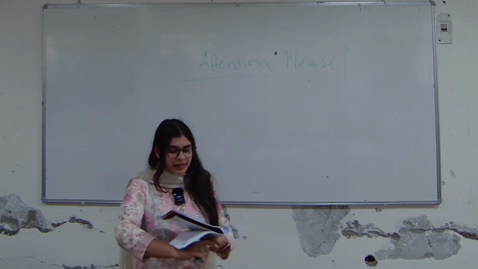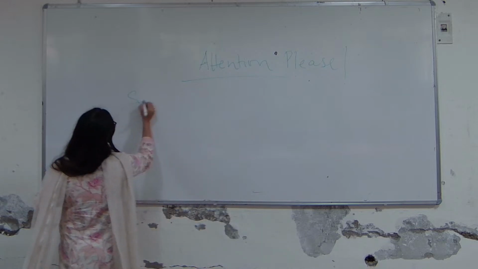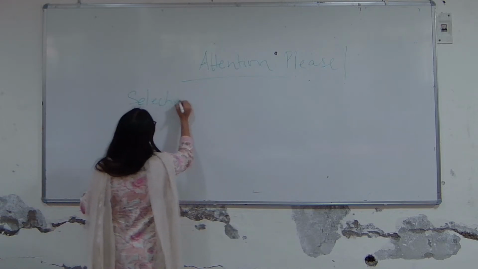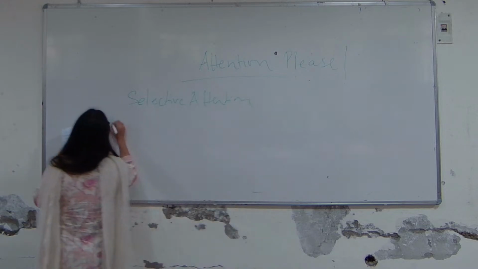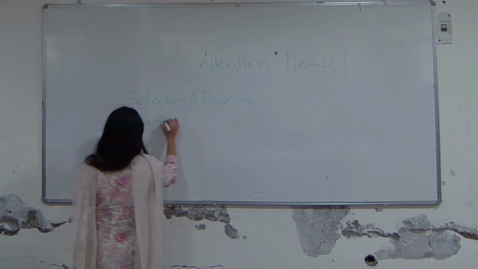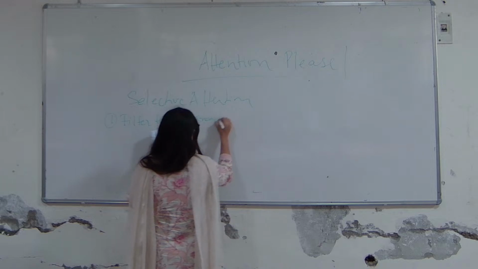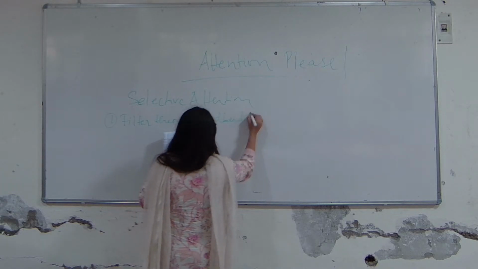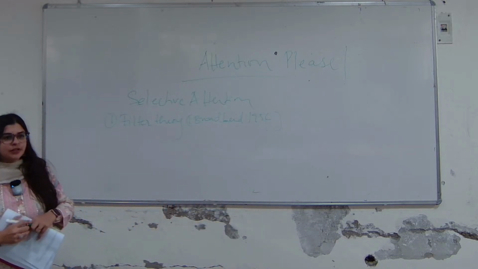So, in selective attention, there are some models that are important. Selective attention. First model is filter theory. It was given by Broadbent in 1956. Filter theory.